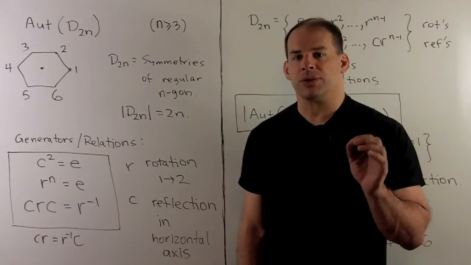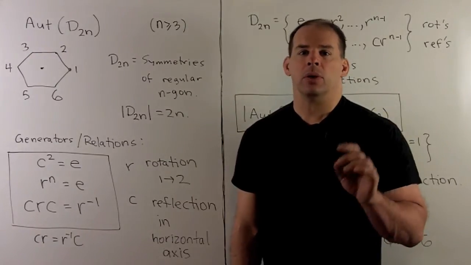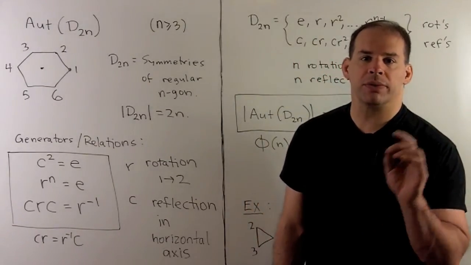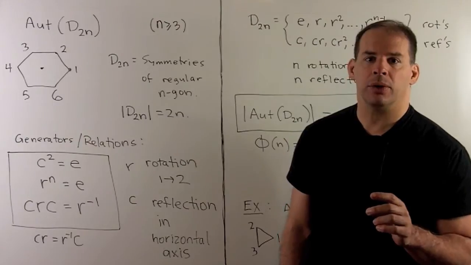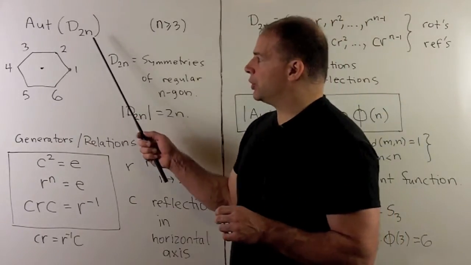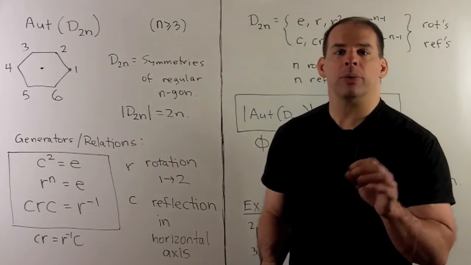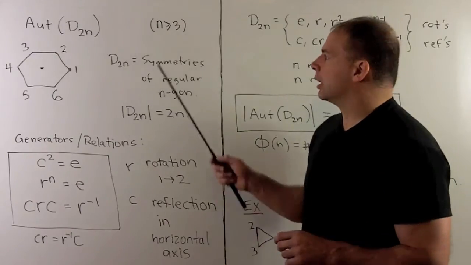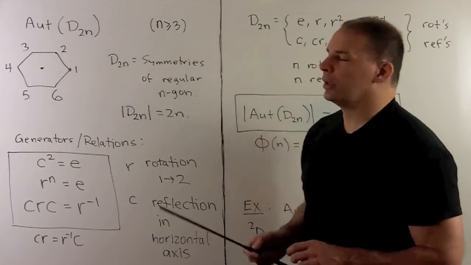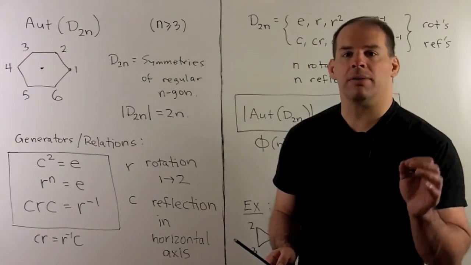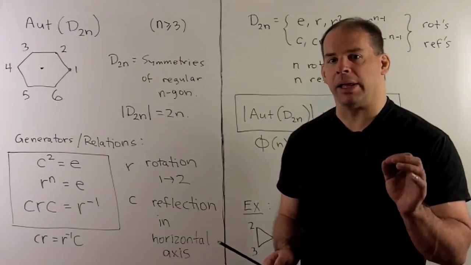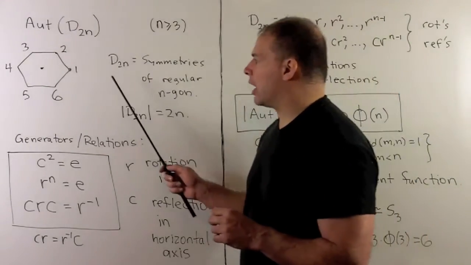Once we have the automorphism group for Z mod n, we consider the automorphism groups for the dihedral groups. Recall, D sub 2n, the dihedral group with 2n elements. We're going to have n greater than or equal to 3. This is going to be the symmetries of a regular n-sided polygon. So here I have a hexagon.